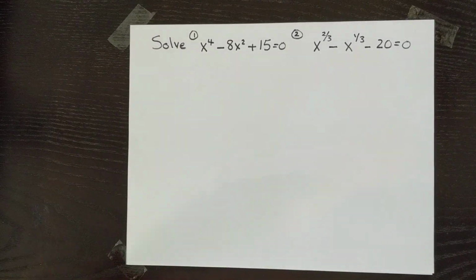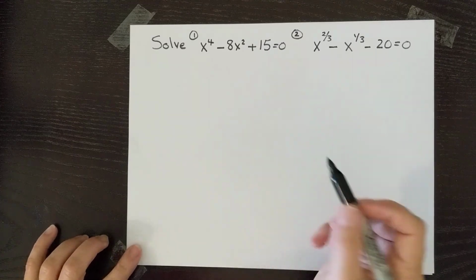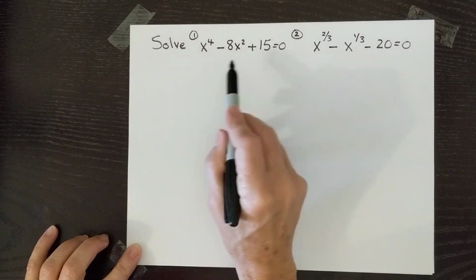This is a video on U substitution. U substitution is a mathematical method that you can use to model something off of a quadratic form that you're used to seeing. So here is example 1.